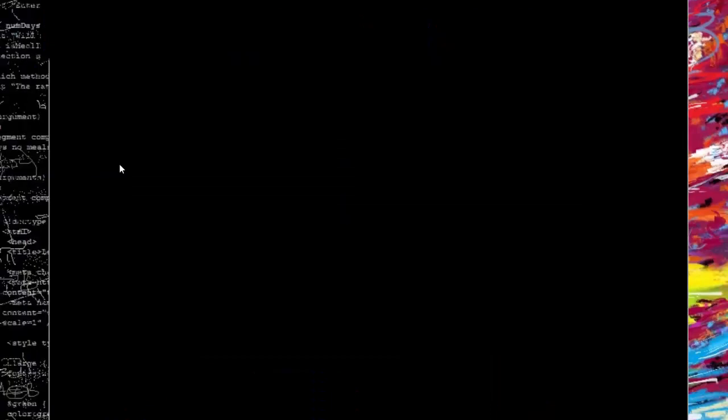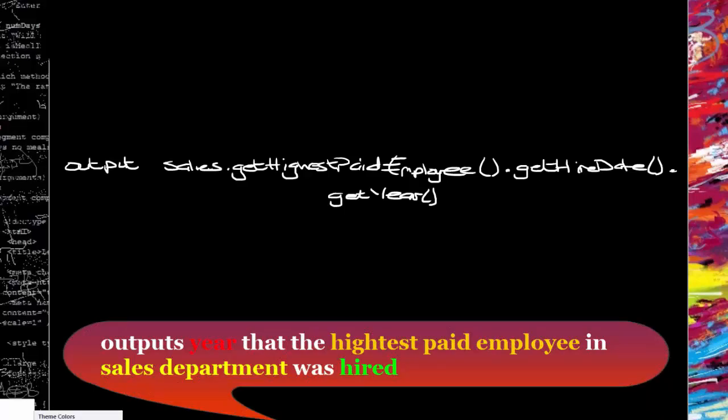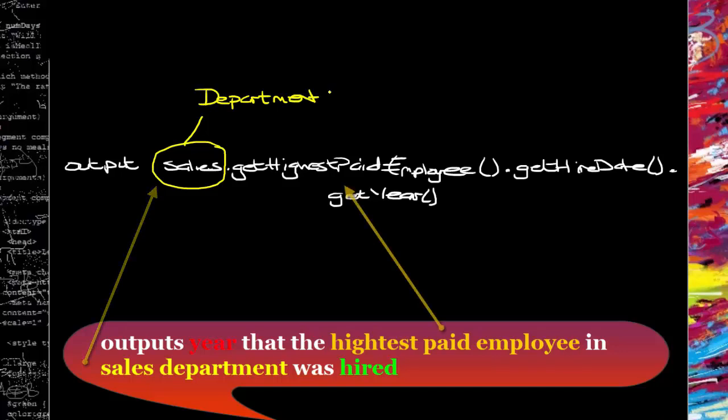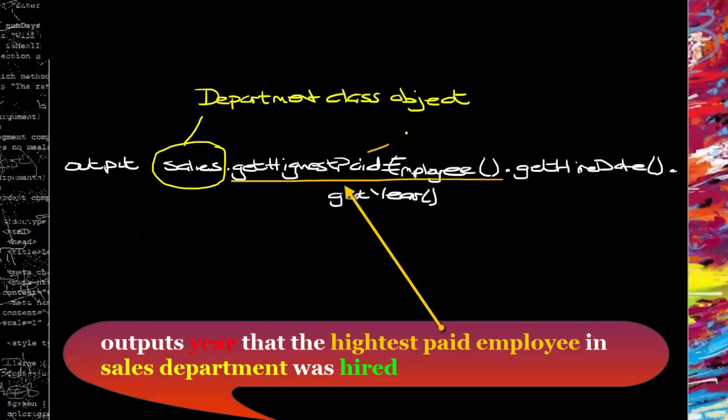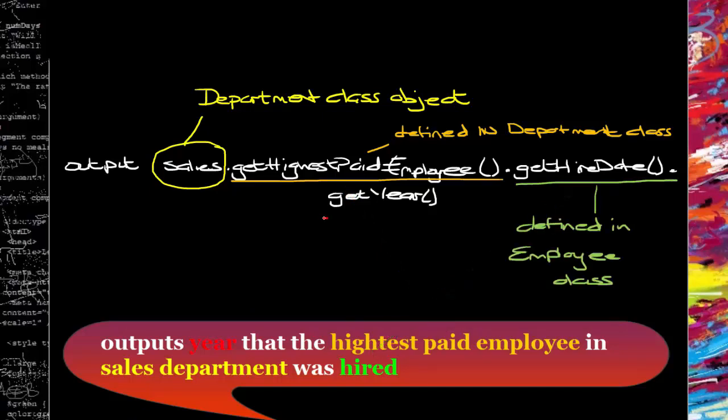So an application might contain a statement such as the following, which outputs the year of the highest paid employee in the sales department, which was hired. So what we're going to do is we're going to output our sales, which is our department class object. Then we're going to have our get highest paid employee method, which is defined in our department class. Then we're going to dot get hire date, which is defined in the employee class. Dot get year, which was defined in our date class.